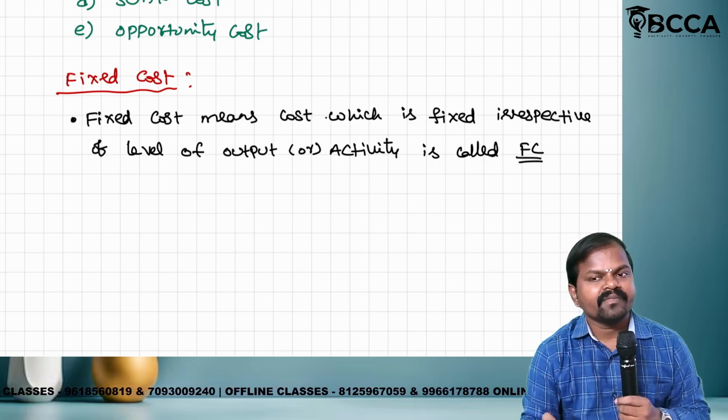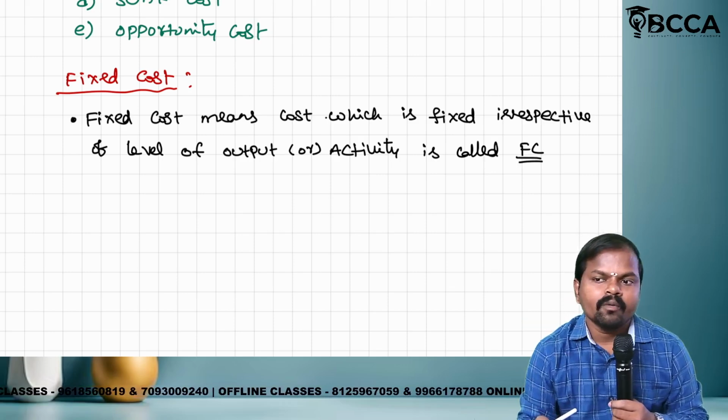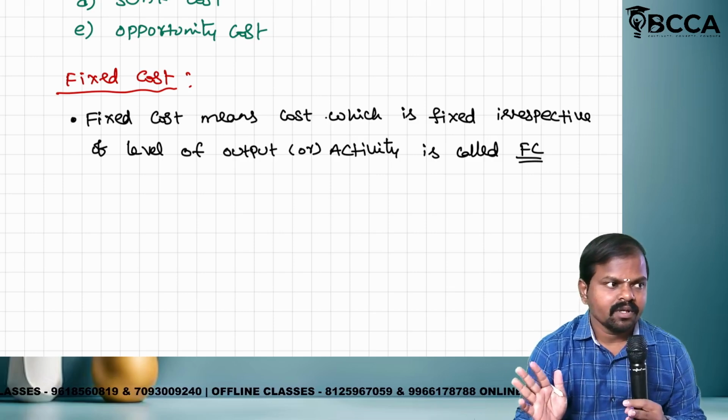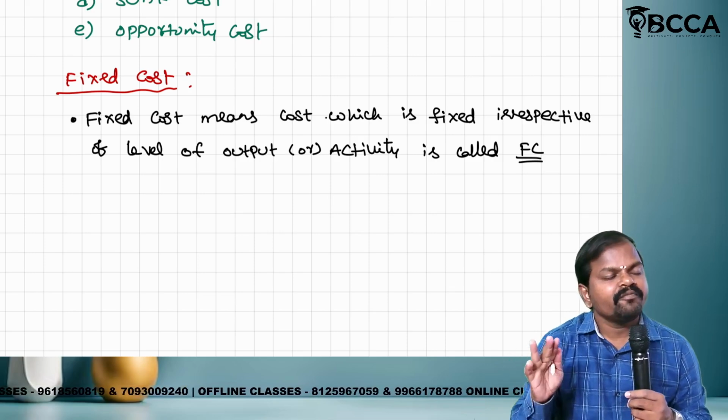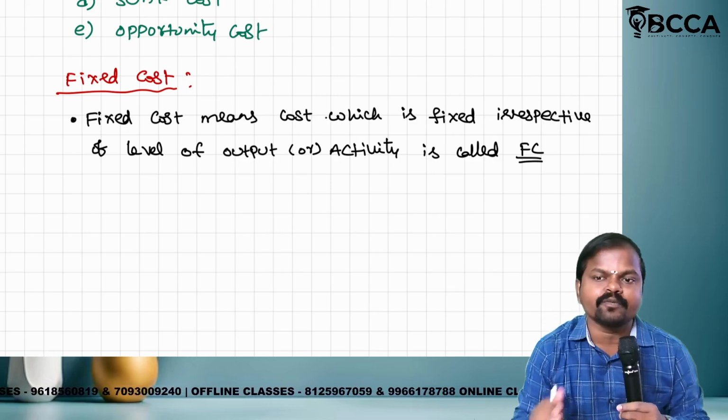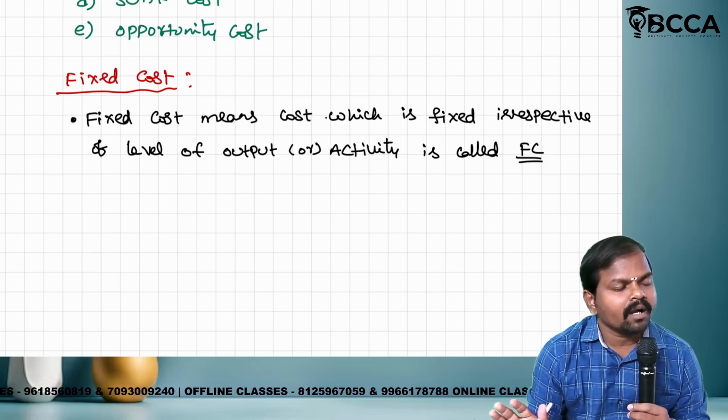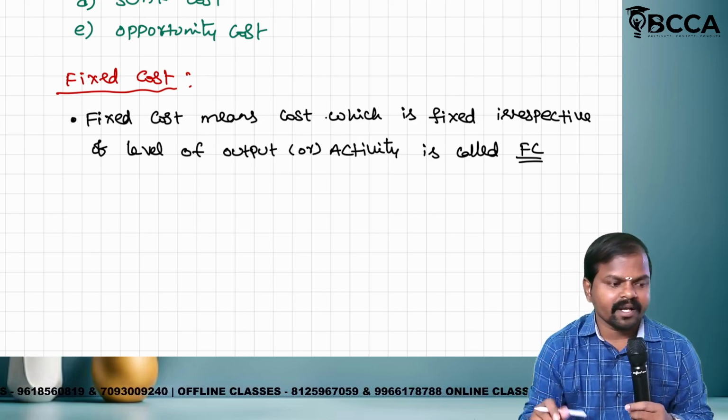Now tell me, output is equal to 0. What is the cost? Fixed. If my output is increased, what is the cost? Fixed. If my output is decreased compared to last month, what is my cost? Always fixed. Clear?